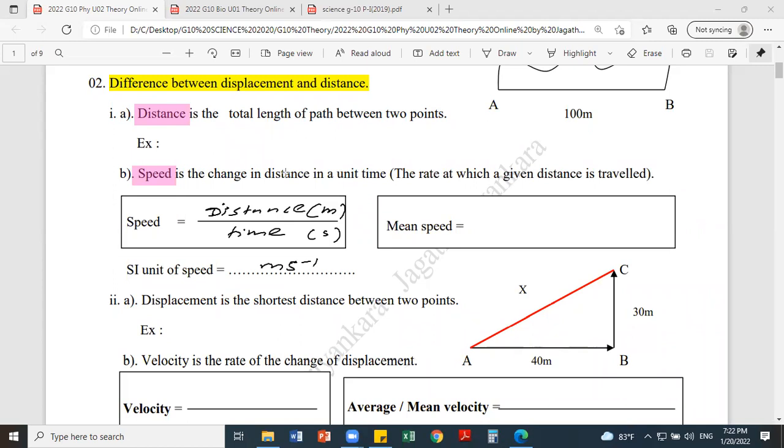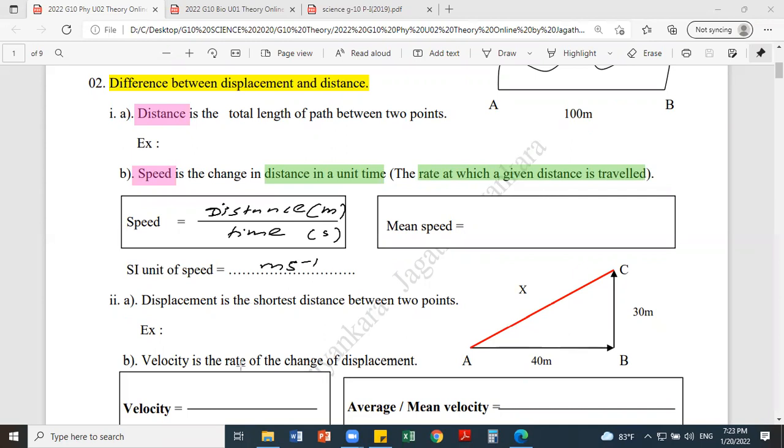Sometimes they don't ask you to calculate the speed. They'll ask you to calculate the rate of change of distance, or the distance traveled in a unit time. Then you have to use the same equation. Sometimes they will not mention the word speed in the exam. They will ask you to calculate the rate of change of position. Speed means how fast it is moving. The higher the speed, the faster it is moving.